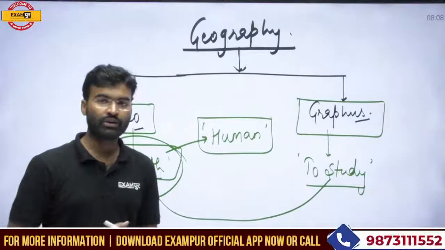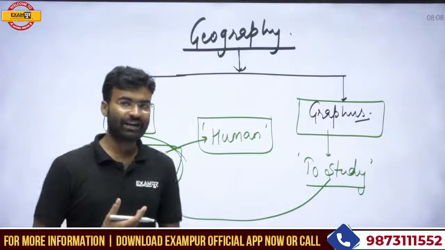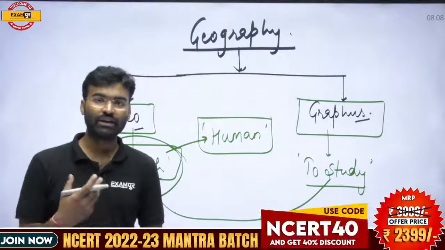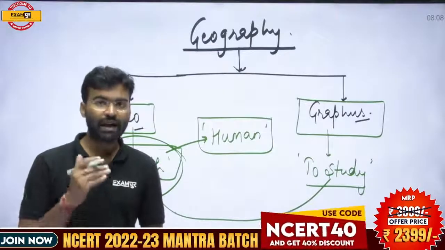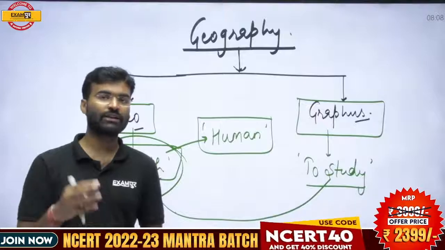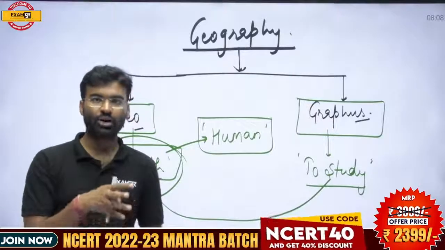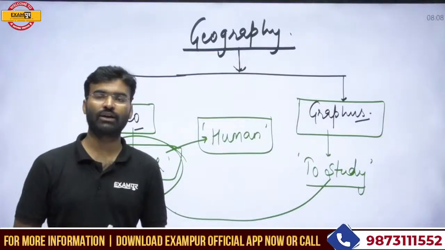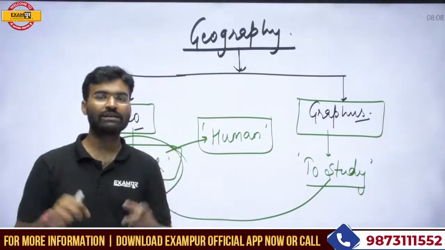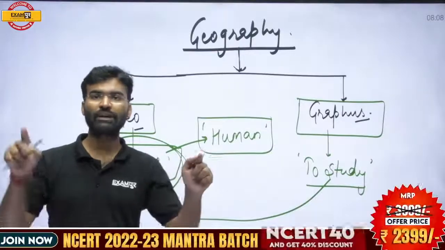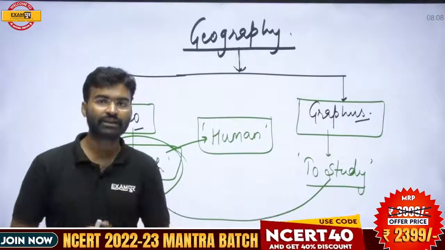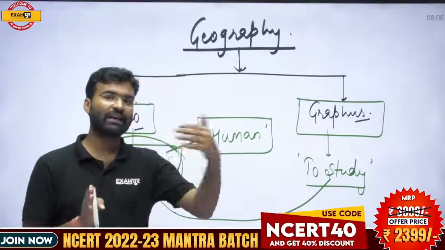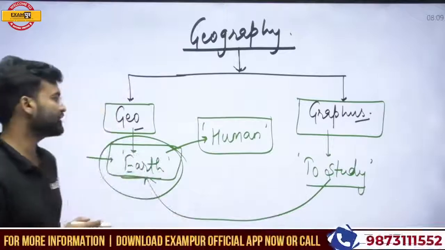So in geography, we study the phenomena, any nature of the earth which has impact on human beings directly or indirectly, or that particular object, phenomenon or process has been impacted by human beings directly or indirectly. That means the interaction, or you can say the interrelation, between human beings and the earth is studied in geography.